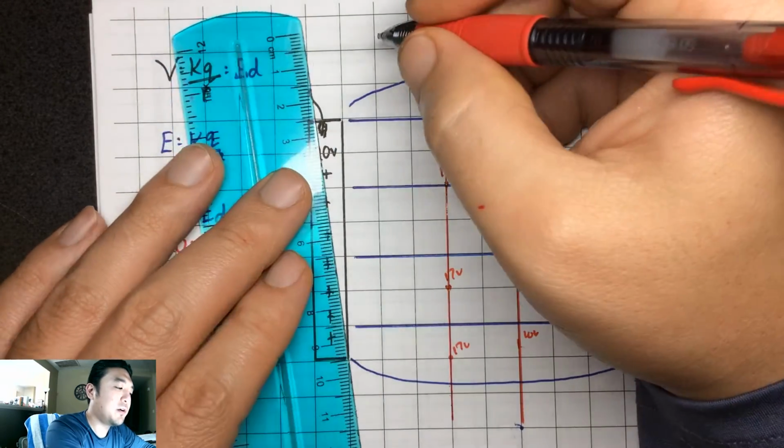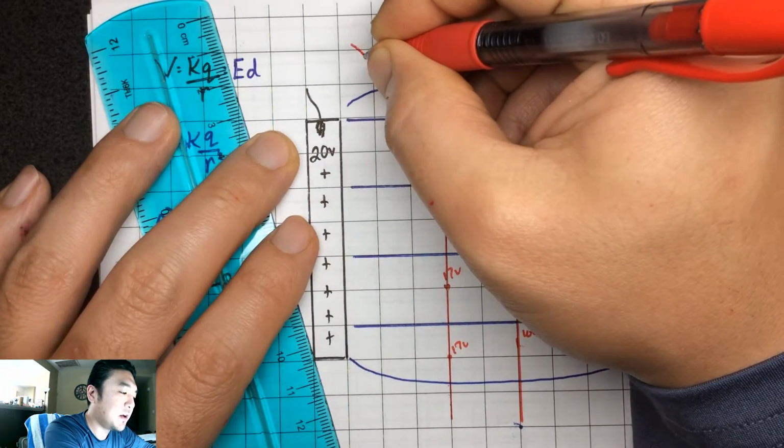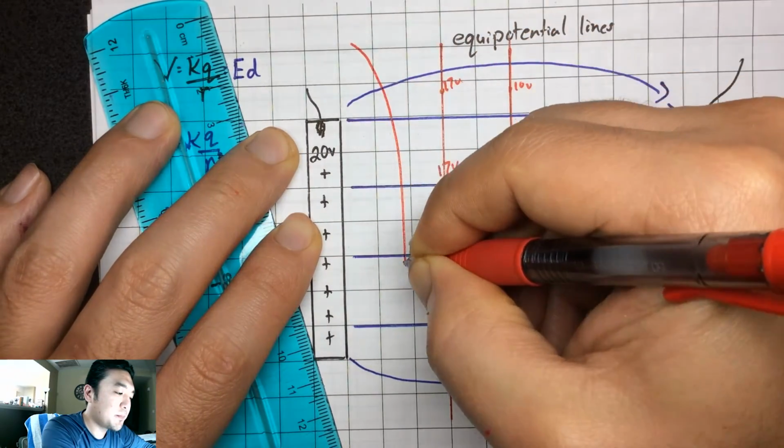Now as we get farther out from the center, outside of these conductors, we're going to start to see these values kind of curve back like that.